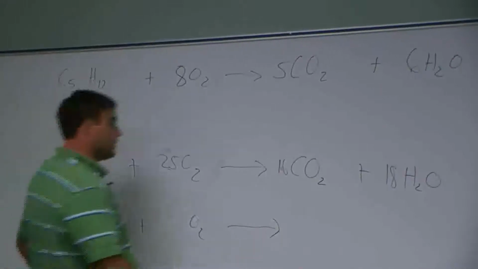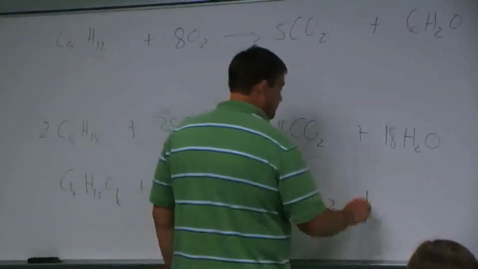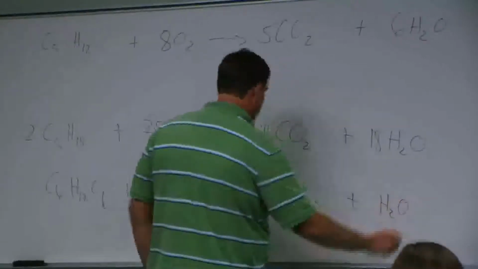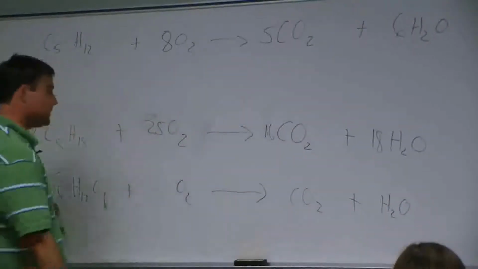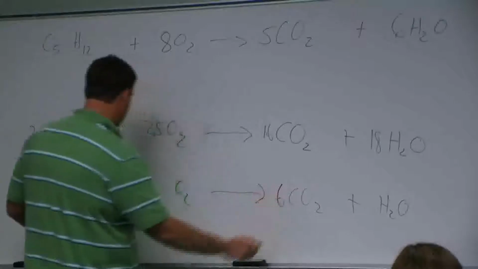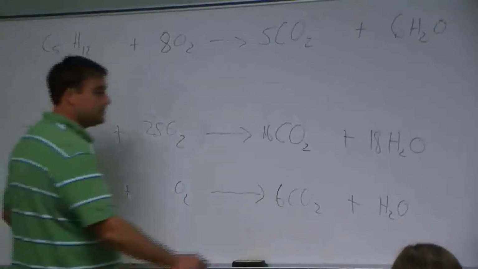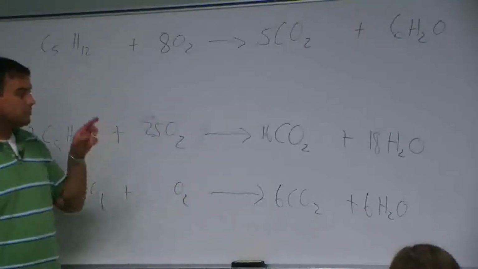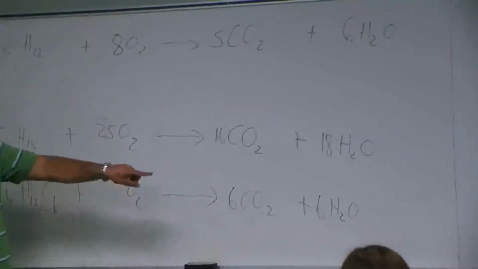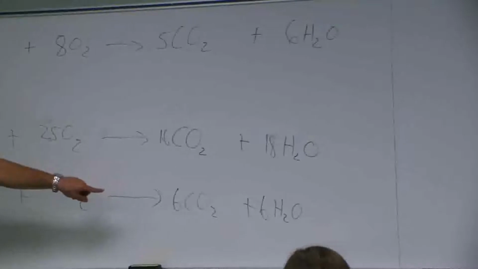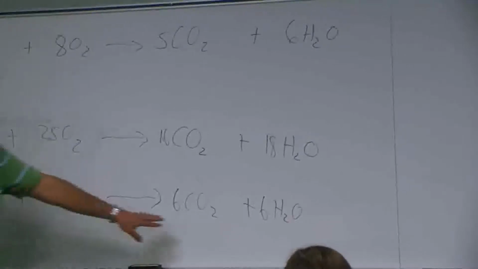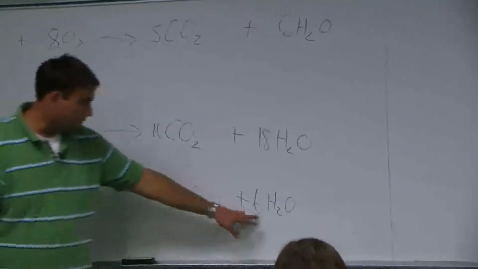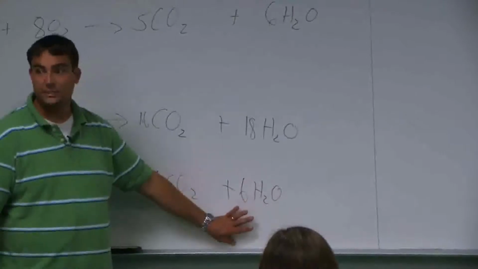Okay, the next one here, we're going to get CO2 and water, right? Okay, let's do it the same way. 6 carbons here. You've got to have 6 over here. 12 hydrogens here. 6 times 2 is 12. Okay, now let's count oxygens. On the right-hand side, I have how many? 18, right? 12 comes from here, plus another 6. That's a total of 18, right?